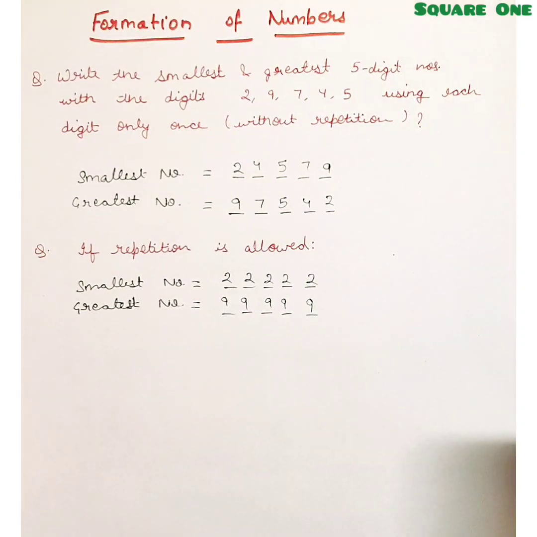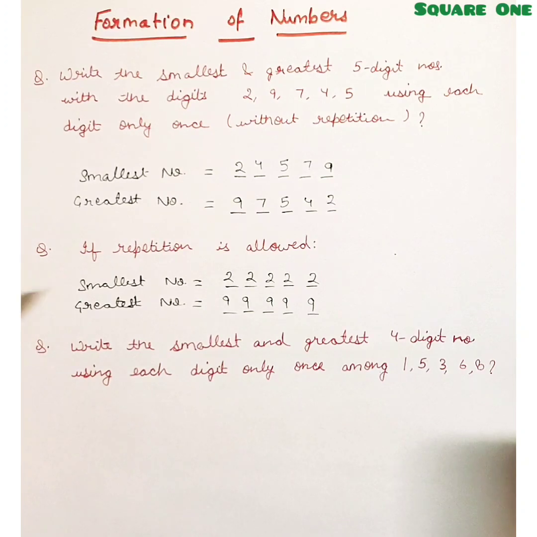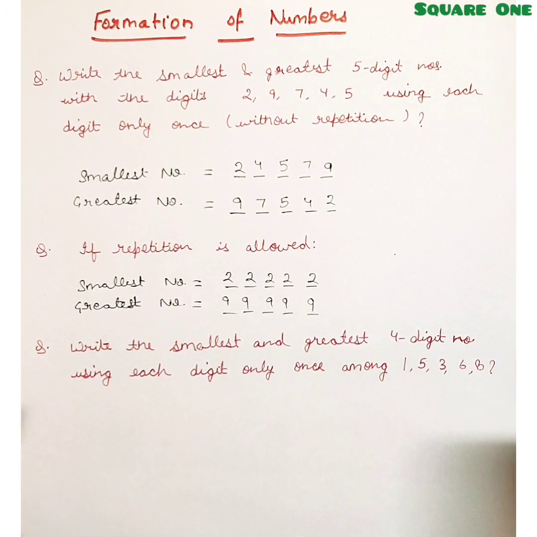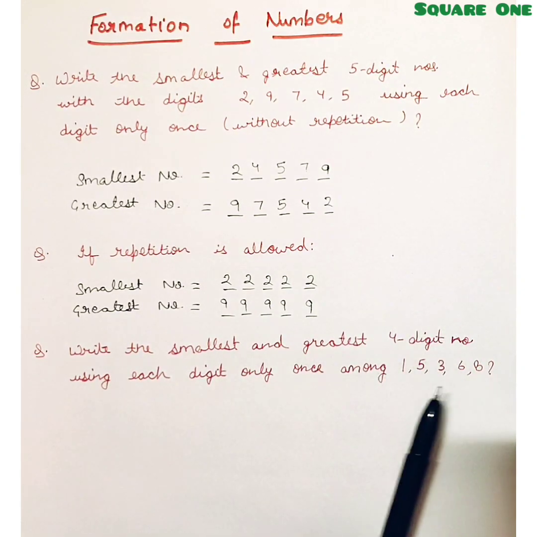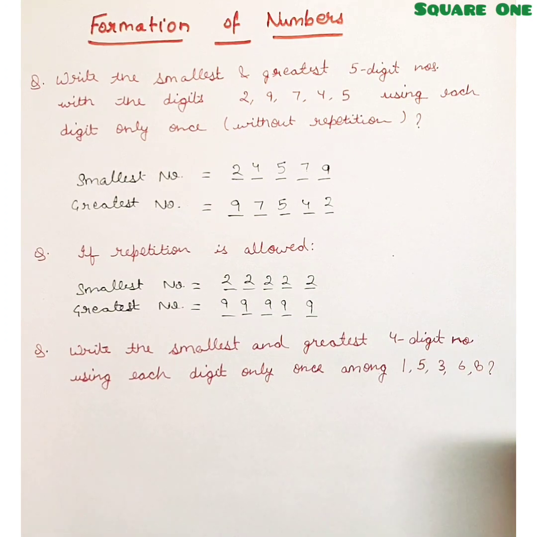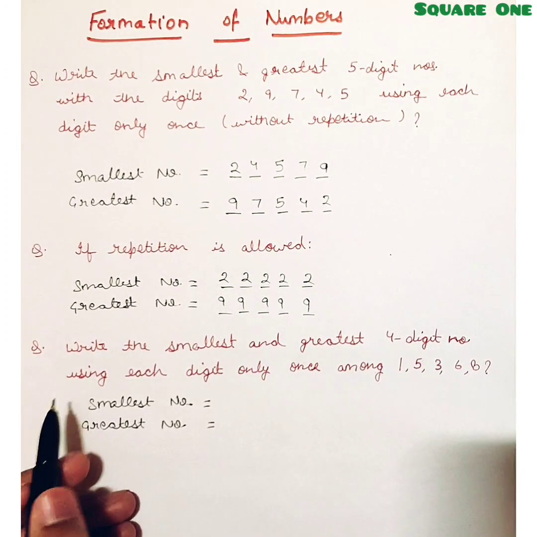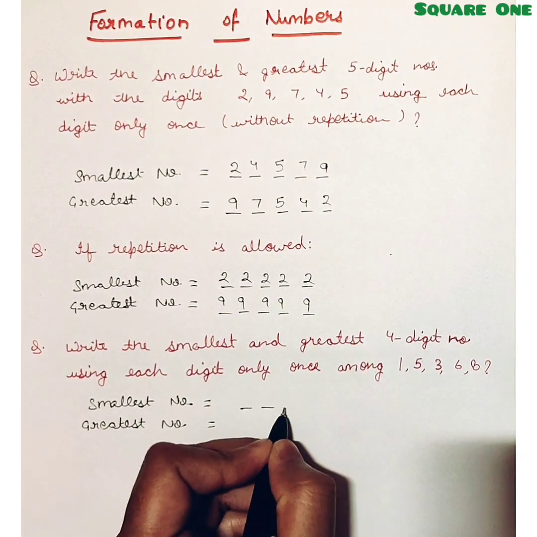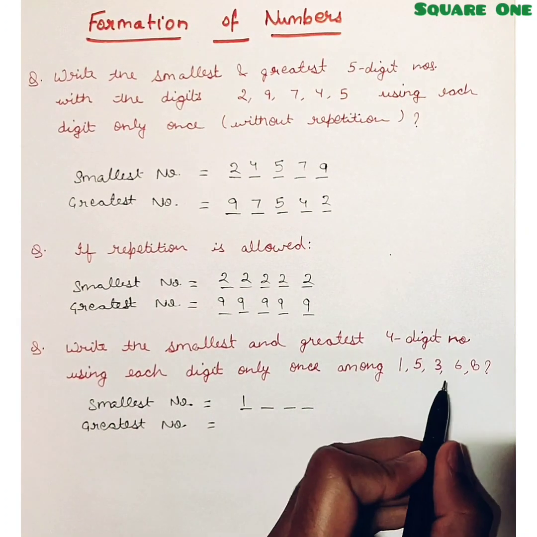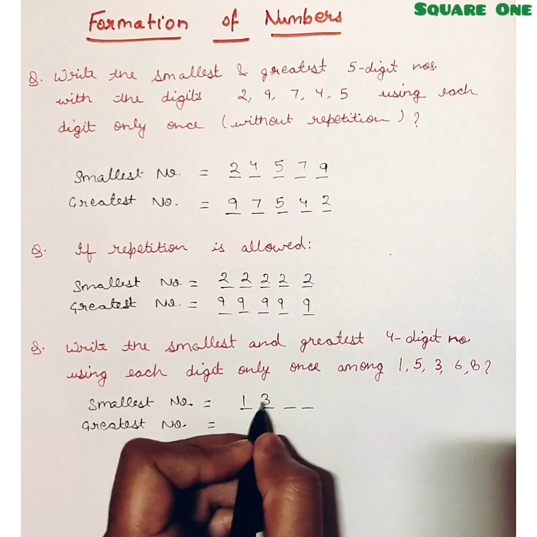Now let us do one more question of this type. Write the smallest and greatest 4-digit numbers using each digit only once among 1, 5, 3, 6, 8. Now we have been given 5 digits, but we have to make the smallest and greatest 4-digit numbers. So now let us see the solution. We have to form the 4-digit numbers. Smallest digit is 1, and next smallest is 3, then we have 5, and then we have 6.